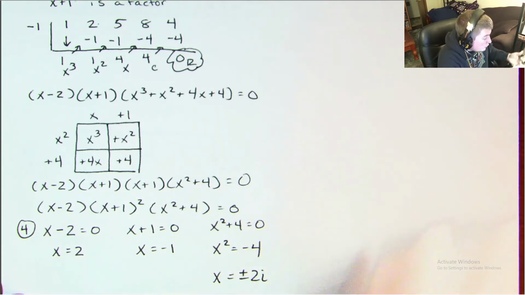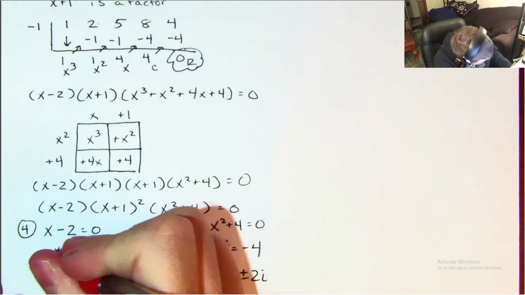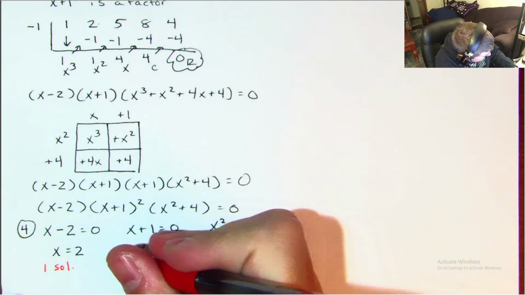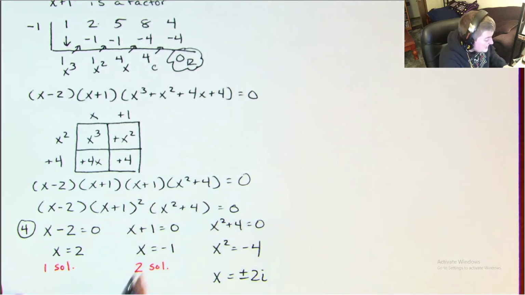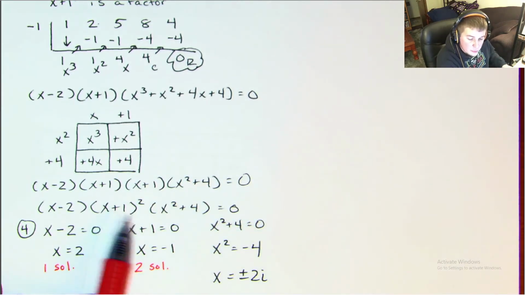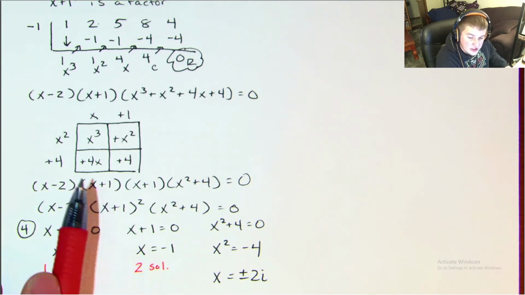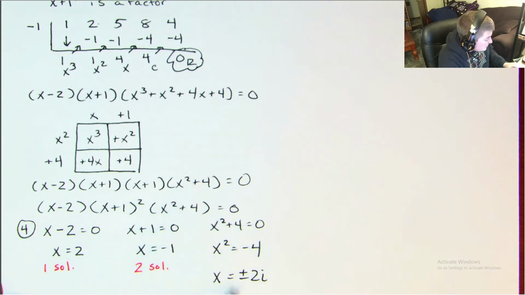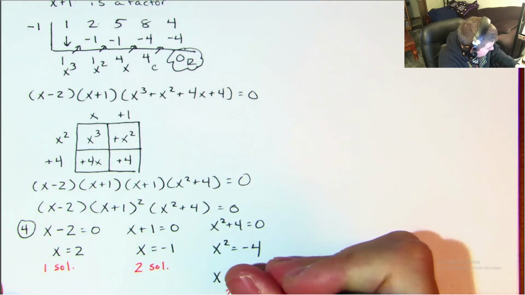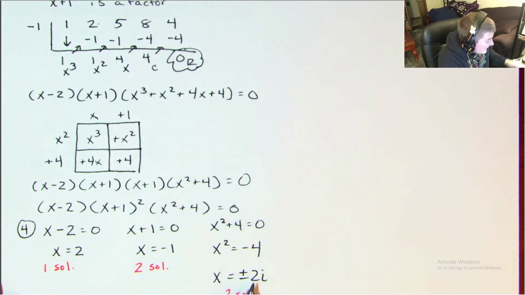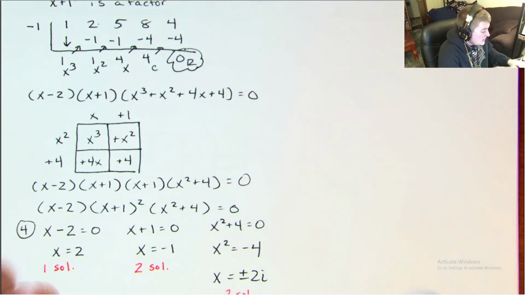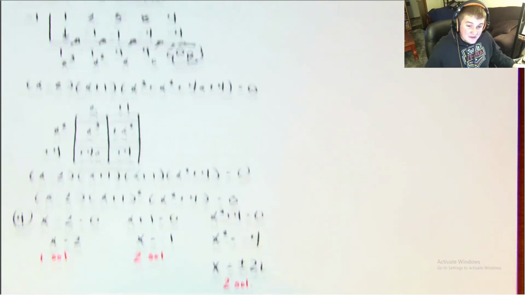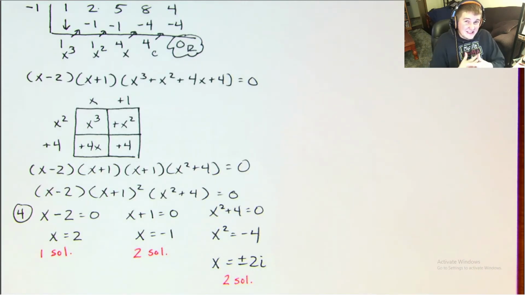Now, all in all, my degree was 5, so I should have 5 solutions. Here's one solution. This is 2 solutions, because x plus 1 was a repeated factor, so the root of that counts as 2. It's going to count for each of these factors. Okay, and then here, although this is one factor, this one is also going to count as 2 solutions because positive 2i and negative 2i are solutions. Okay, so that means that, again, these problems fit nice and neat into the fundamental theorem of algebra.